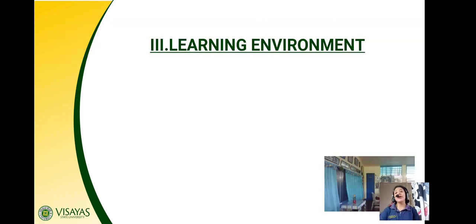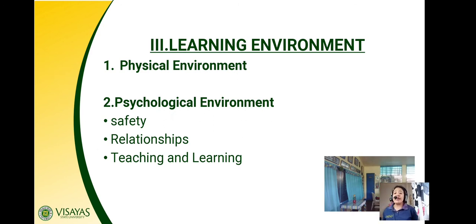Bakit letter B, class? Because the learning environment, may dalawang type siya. We have the physical environment and psychological climate or psychological environment. So sometimes if nag-uusap tayo about learning environment, yung naiisip agad natin, it only pertains to the different sitting arrangement. So yun lang yung learning environment. But to be honest, based on the different sources, we have two types of learning environment. We have the physical learning environment.